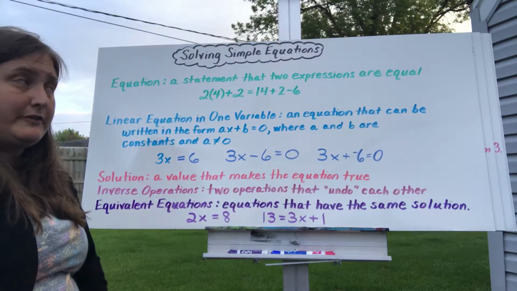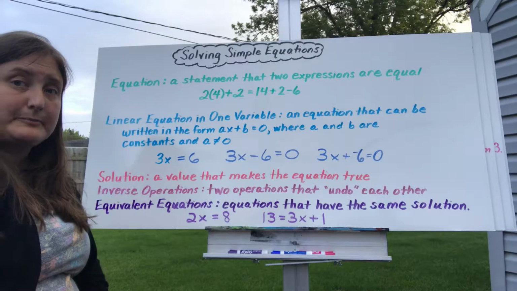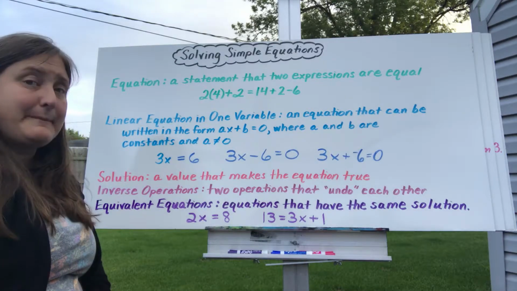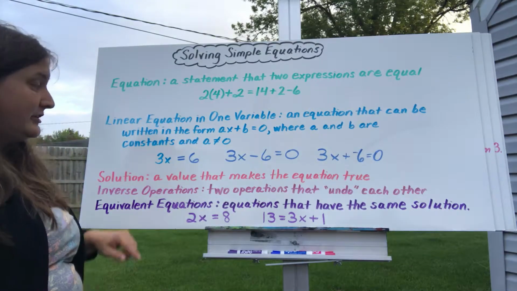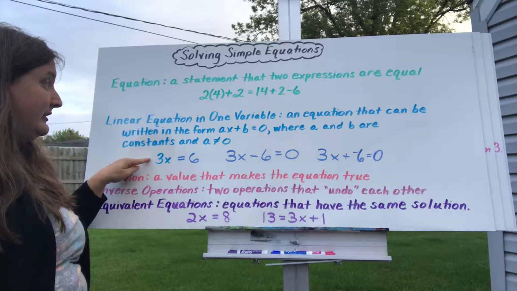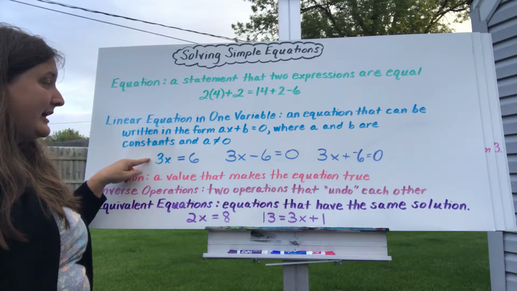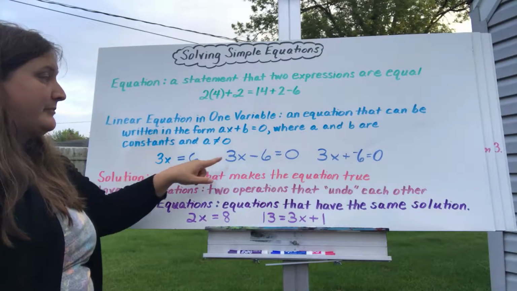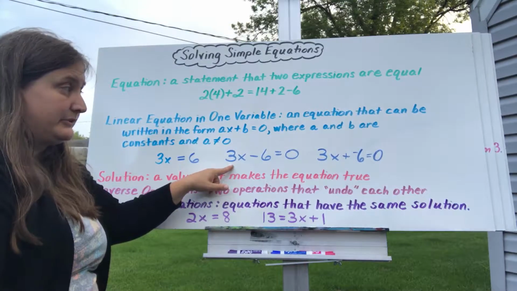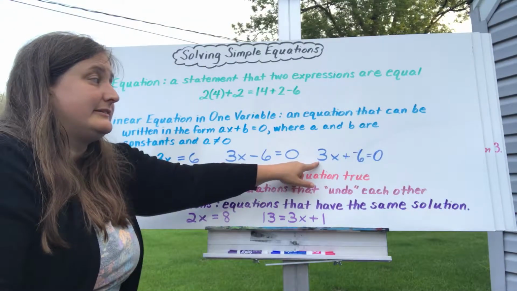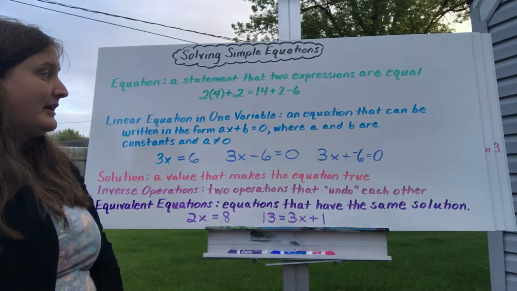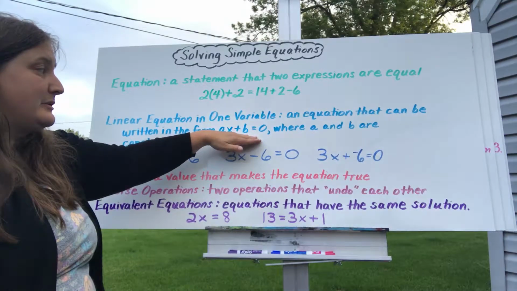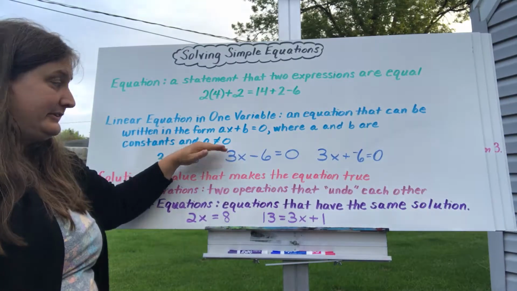A linear equation in one variable has to be written in the form ax plus b equals 0, where a and b are both constants and a cannot be equal to 0. So if I start with an equation like 3x equals 6, this is actually a linear equation in one variable because I can subtract the 6 from each side. Remember, I have to do it to both sides here. And I will end up with 3x minus 6 equals 0, which can be changed to 3x plus negative 6 equals 0. So in this case, the a is 3, the b is negative 6, and it is in this form, ax plus b equals 0, and a is not equal to 0.